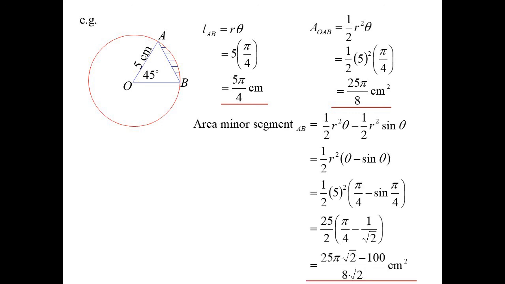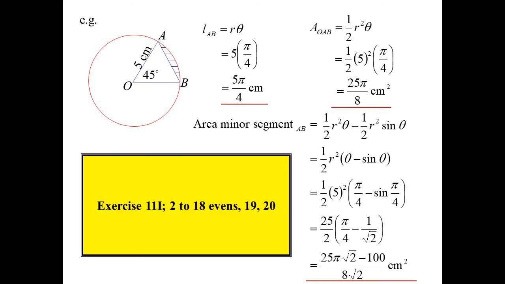So substitute in and look at that wonderful exact value: 25 pi root 2 minus 100 over 8 root 2 centimetres squared, of course. Okay, so 11i's got some questions on that.